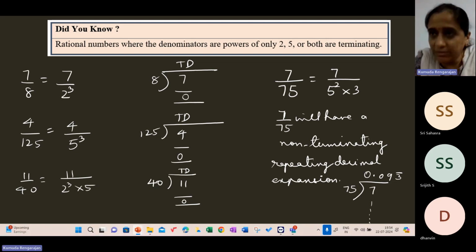So when you divide 7 by 75, the division will not come to an end. It will keep going on forever. The quotient also will go on forever because it's non-terminating. But it will be a repeating decimal. In this case, the digit 3 will go on forever in the quotient. So it's a rational number.